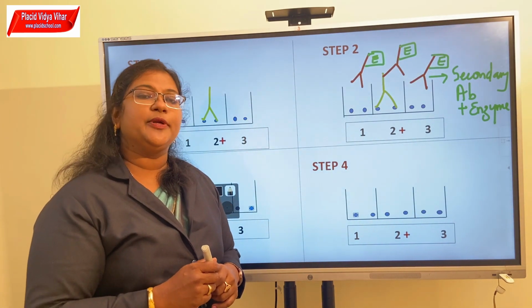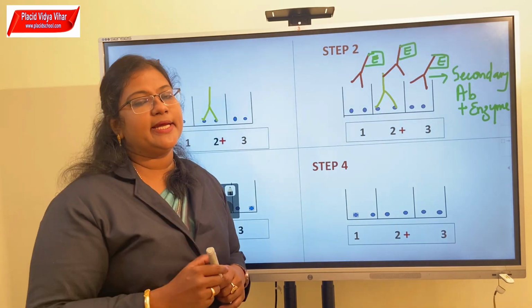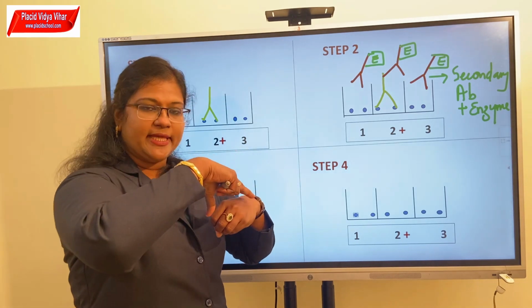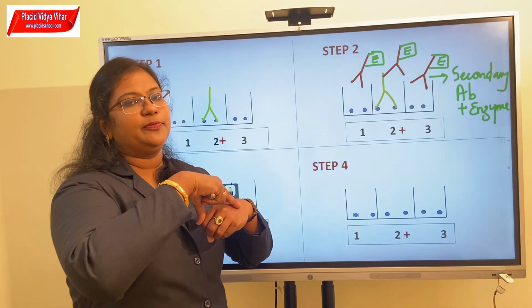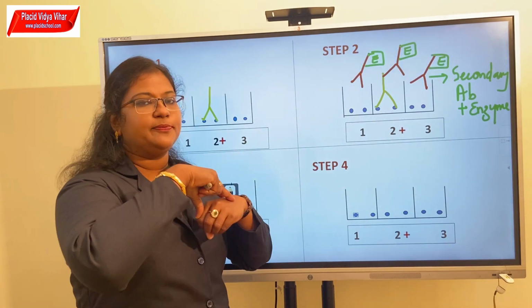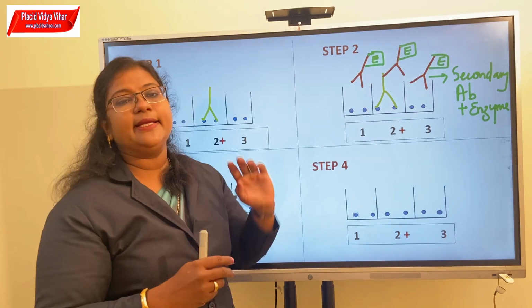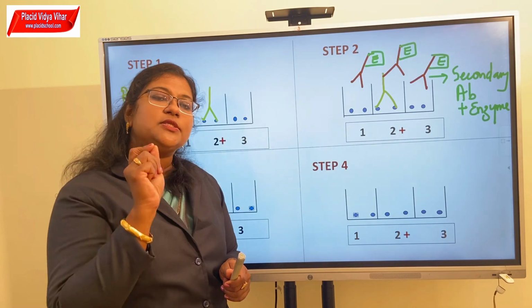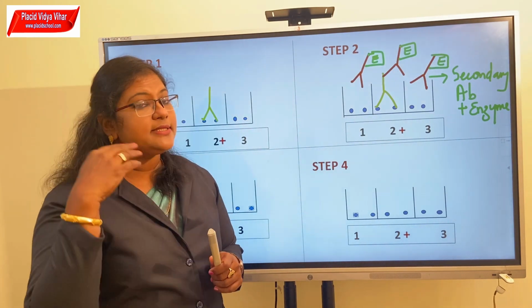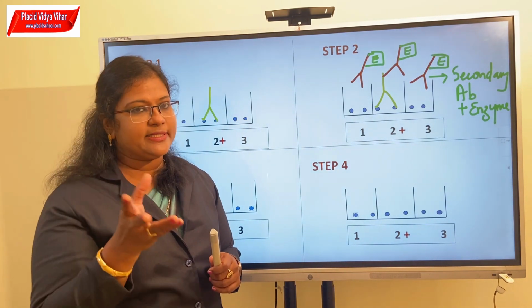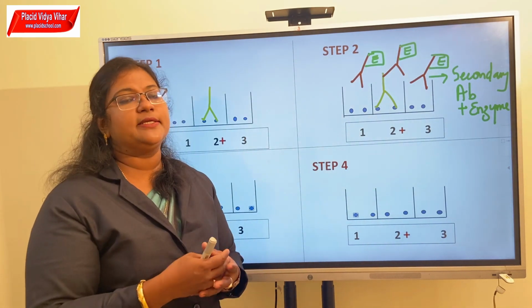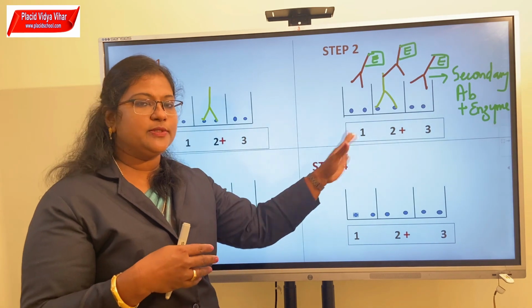The secondary antibody is made by using the primary antibody as the target. So the antigen is already bound to the antibody, which is called the primary antibody, forming what is known as an antigen antibody complex. And we are adding a secondary antibody, and the secondary antibody is also linked to an enzyme. This is actually for visibility. You cannot see what is happening in the wells. So to see and understand the amount of antigen or antibody present, we are using this technique.